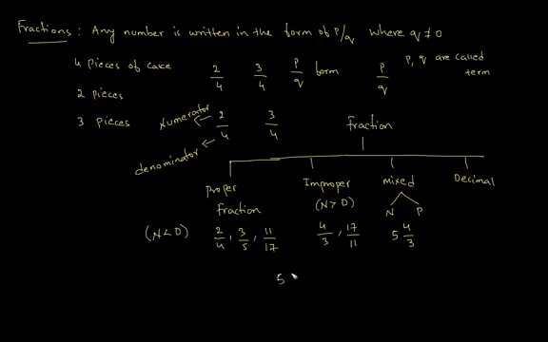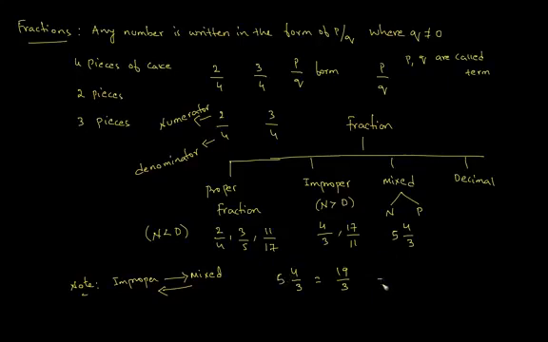A mixed fraction can be changed into an improper fraction. See how we can change it. 3 fives are 15. 15 plus 4, 19. 19 by 3. See, the numerator is greater than the denominator, so it is called an improper fraction. So you need to note that you can change a fraction from improper to mixed, and in the same way you can change from mixed to improper.